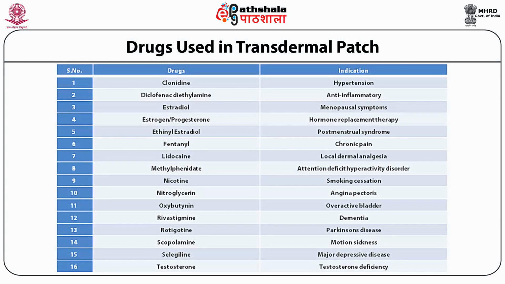The table in front of you sums up the various categories of drugs and the indication of diseases for which the successful use of the transdermal drug delivery system has been made. You can see that drugs like the simple anti-inflammatory diclofenac diethylamine have been formulated into a transdermal drug delivery system, and this system has also been found very useful for diseases like Parkinson's, major depressive disease, motion sickness, etc.